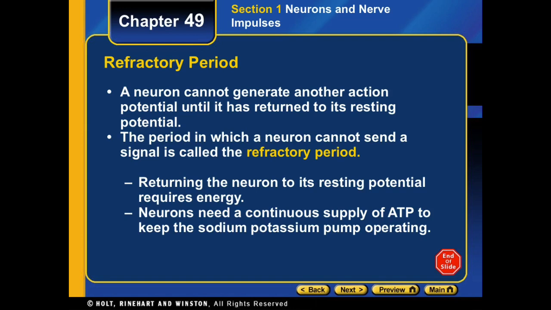In order to get the neuron back to resting potential, it requires energy. So mitochondria are going to be needed to create that energy. And neurons are going to need a continuous supply of this energy, called ATP, to keep the sodium and the potassium channels opening and closing and get back to resting.